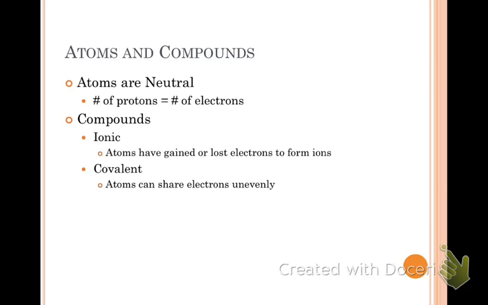In ionic compounds, we know that atoms will gain or lose electrons to form those ions. In covalent compounds, we know that those atoms will share electrons unevenly. We call that polar. So even if you have a carbon and an oxygen, they are sharing electrons, but they're not going to be sharing those electrons evenly. If you need help with polar versus nonpolar, that's over in Unit 2.